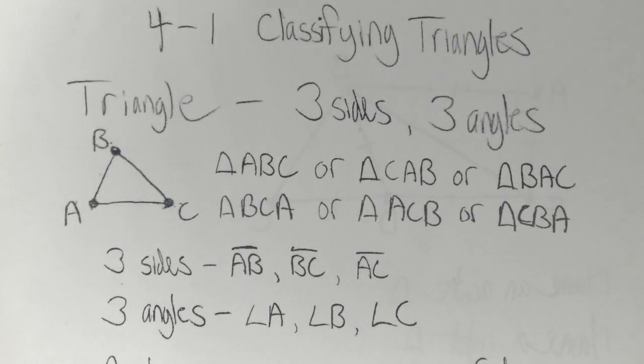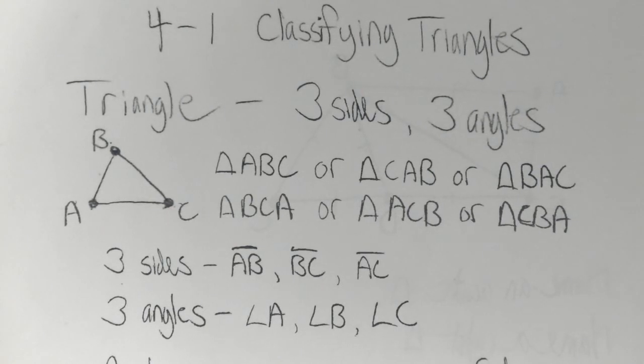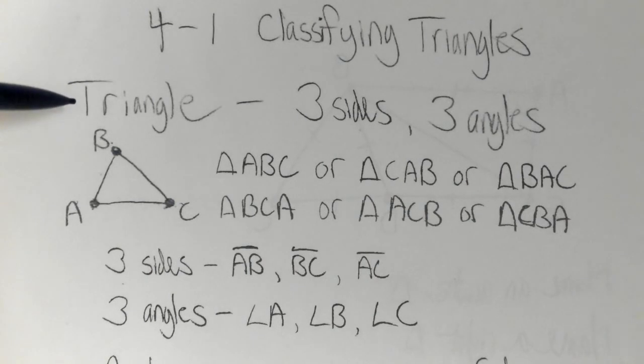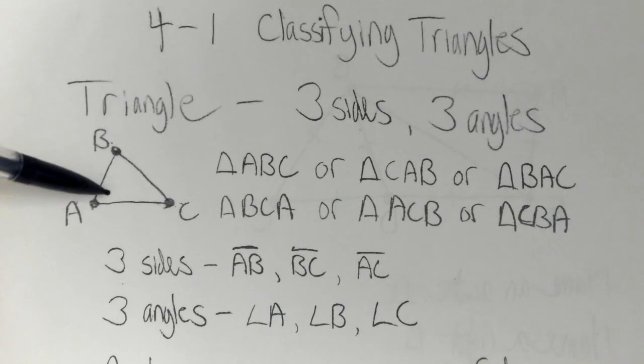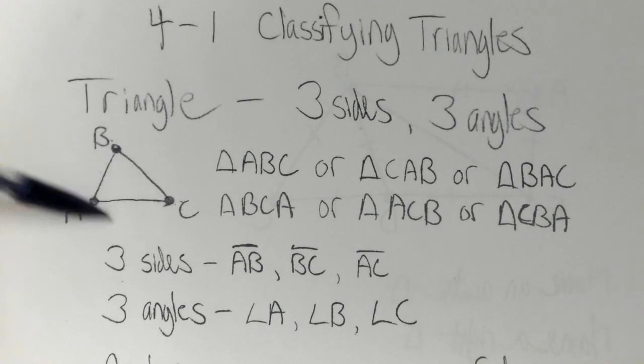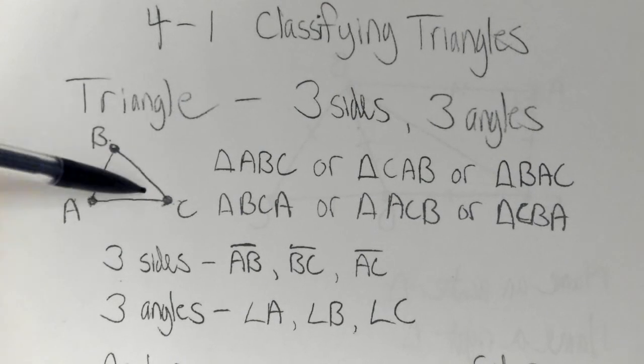Okay, we're starting a new unit today. Unit 4 is all about triangles, and in 4-1 the topic is classifying triangles. Let's start by looking at a triangle. A triangle has 6 parts: 3 sides and 3 angles. So a triangle has 6 parts all together.